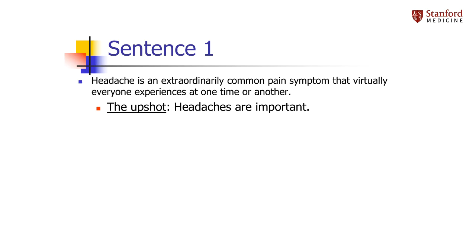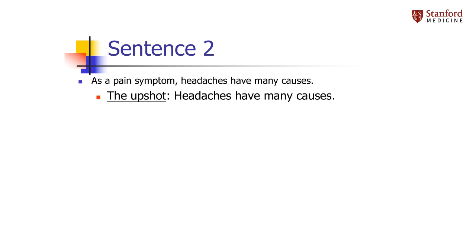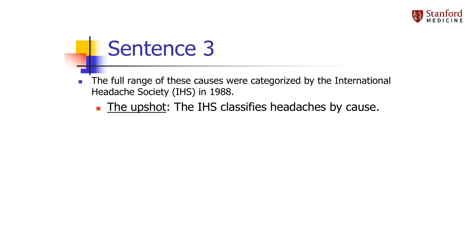First sentence says, headache is an extraordinarily common pain symptom that virtually everyone experiences at one time or another. The upshot there is that headaches are important. Then we get, as a pain symptom, headaches have many causes. Well, that's just headaches have many causes. The full range of these causes were categorized by the International Headache Society in 1988. That third sentence just boils down to the International Headache Society classifies headaches by cause.